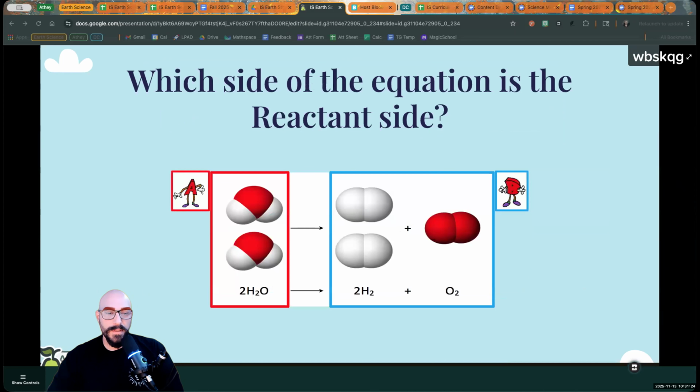Okay. What about this? We've got a couple more vocabulary terms. We've got reactants and products. Which side is the reactant side? Is it A or B? Go ahead and tell us in Pear Deck.